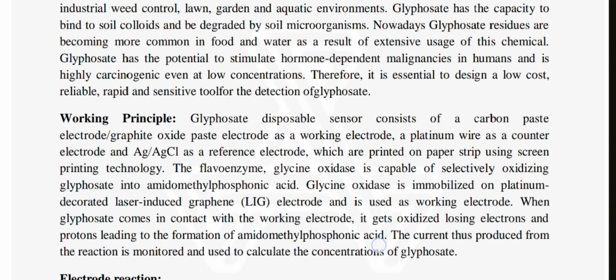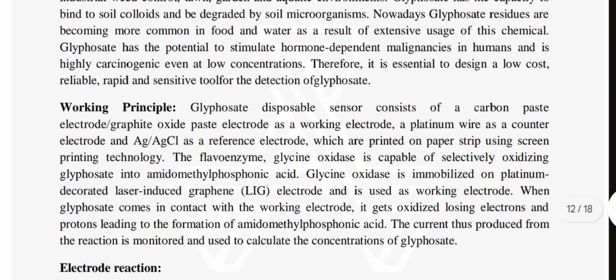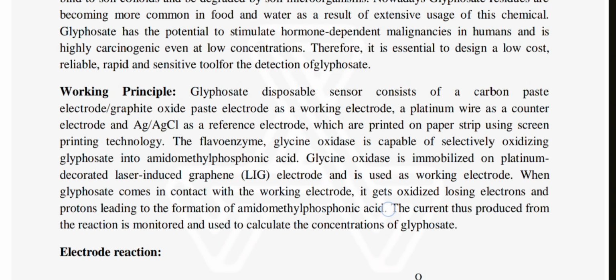Working principle. The glyphosate disposable sensor consists of a carbon paste electrode, a graphite oxide paste electrode as the working electrode, platinum wire as the counter electrode, and silver chloride as the reference electrode, which are printed on a paper strip using screen printing technology. The flavoenzyme glycine oxidase is capable of selectively oxidizing glyphosate into aminomethylphosphonic acid. Glycine oxidase is immobilized on a platinum-decorated laser-induced graphene, LIG, electrode and is used as the working electrode.